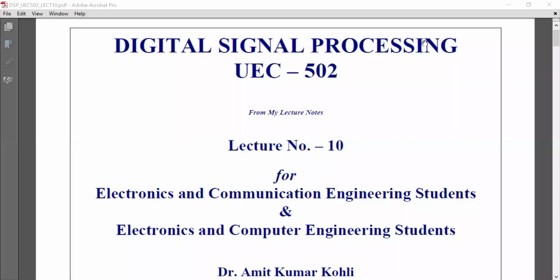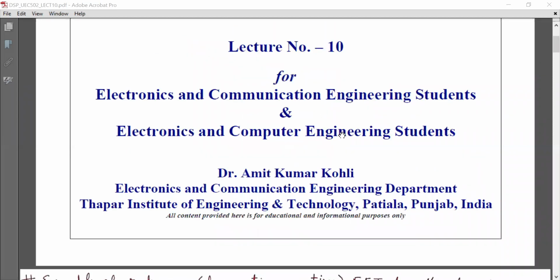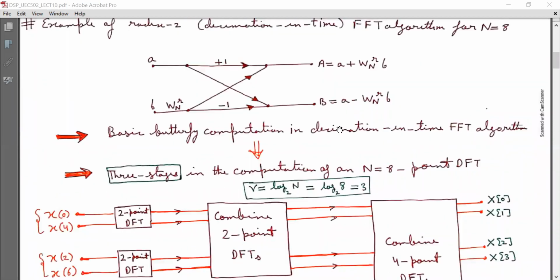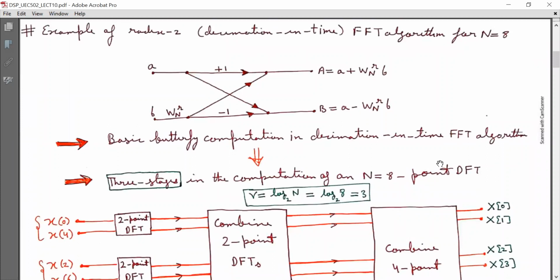I welcome you all to my 10th lecture on digital signal processing, that is UEC 502, for electronics and communication engineering students and electronics and computer engineering students. In the last lecture, we did the radix-2 decimation in time FFT algorithm. So we will do one example taking capital N equal to 8, that is, the calculation of DFT through the radix-2 DIT FFT algorithm.